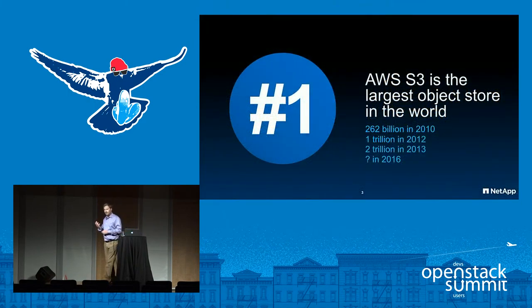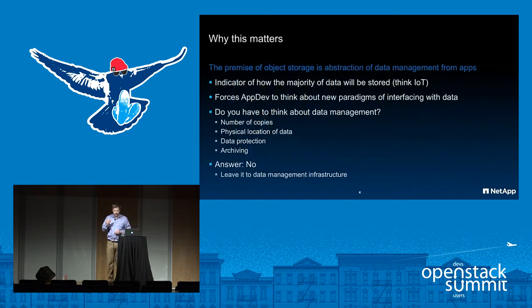One of the reasons this is so relevant is that object stores are quite large. The number one object store in the world today is AWS S3. They started out with 262 billion objects in 2010, hit the 2 trillion object mark in 2013, and then stopped disclosing numbers. Maybe they ran out of space in their Excel spreadsheets, I don't know. But it's obviously very, very large. So the idea that an object store can be used to store large amounts of data has been proven by AWS.